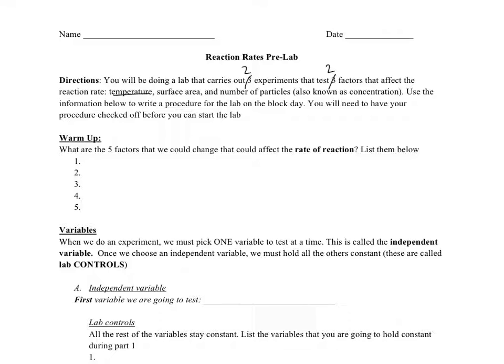You can choose between temperature, surface area, and number of particles. You can just choose 2 out of those 3. Okay, so you're going to use this information below to write a procedure for the lab that you'll do on the block day. You'll need to have your procedure checked off before you can start the lab.